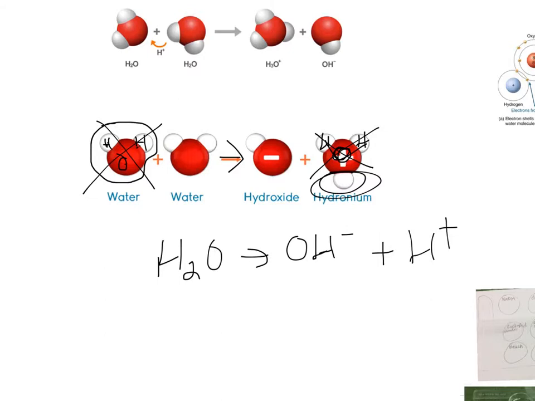And when we talk about acids and bases, we're really going to be talking about the formation of these hydrogen ions and hydroxide ions that are present because of interactions with other cations and anions. Okay, so acids and bases.